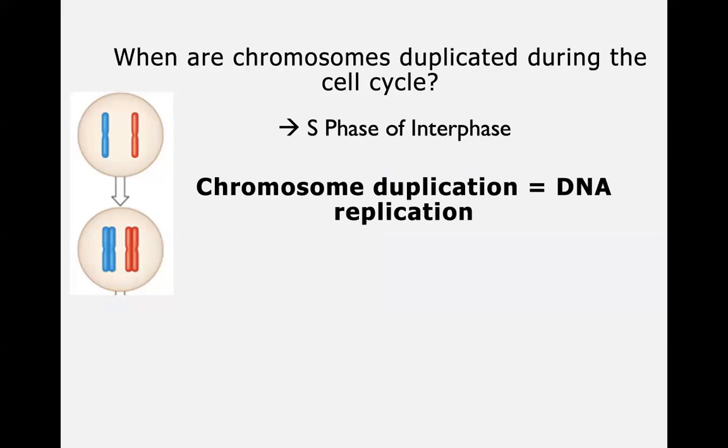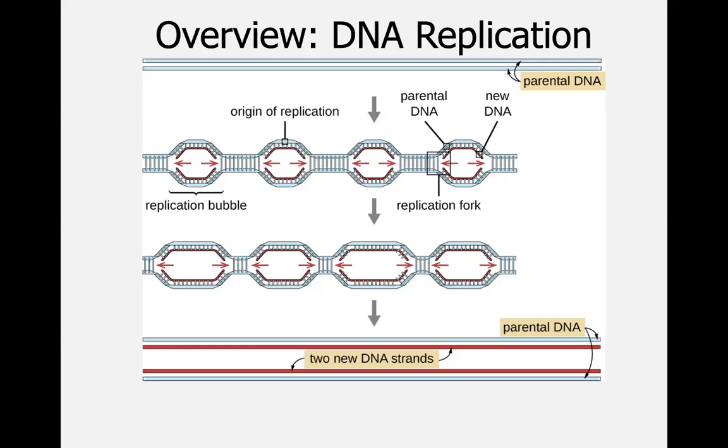The chromosomes have to be duplicated in order to actually create new cells. The whole point of this is to create new cells that also have DNA in them. That's why we're duplicating the DNA. So when a chromosome is duplicated, that's the same thing as DNA replication. Chromosomes are just condensed forms of DNA. All right.